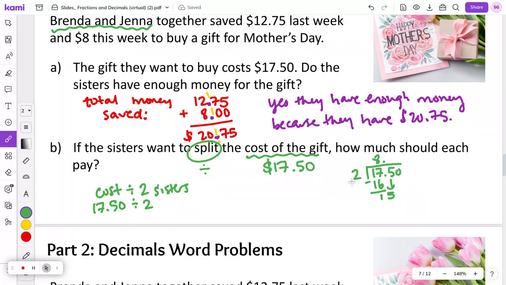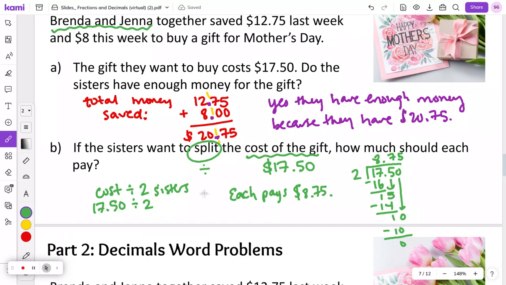To get the next number, though, I'm just going to think how many 2's are in 15. Don't worry about writing 1.5. How many 2's are in 15? I know there are 7, because 7 times 2 is 14, and I still have a remainder. I have 1 left over, so I get to do this one more time. I've got how many 2's are in 10? I know there are 5, because 5 times 2 is 10, and now we are done because my remainder is 0. So if the sisters wanted to split the cost of the gift, how much should each pay? We can say each pays $8.75, like that.